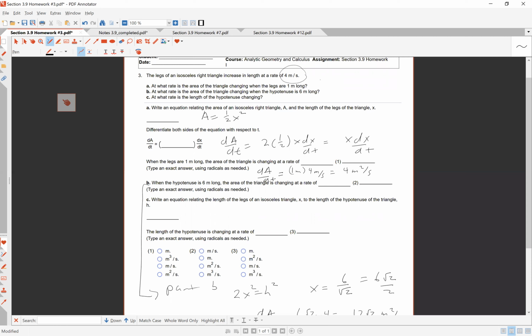Okay, so at what rate is the area of the triangle changing when the legs are 1 meter long? So we know that the leg of the triangle is changing at 4 meters per second.